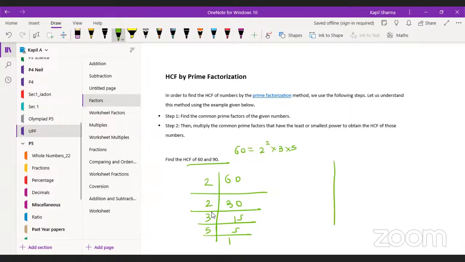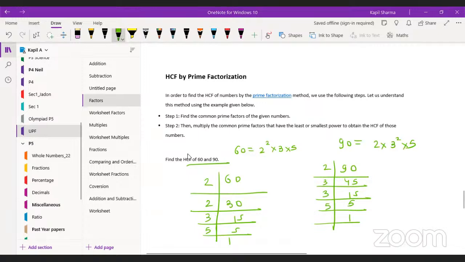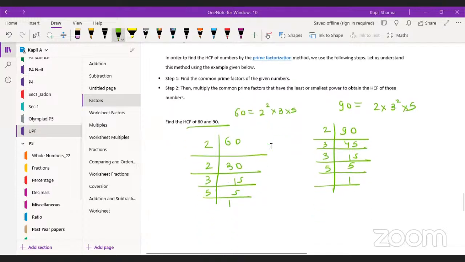Similarly, we'll find the prime factors of 90. So 3 times 15, 3 times 5, and 5 times 1. So 90 can be written as 2 times 3 square times 5. Now, what's the HCF, guys?